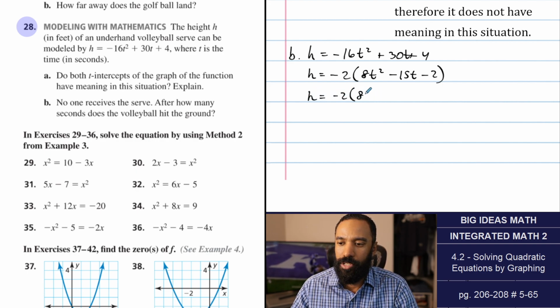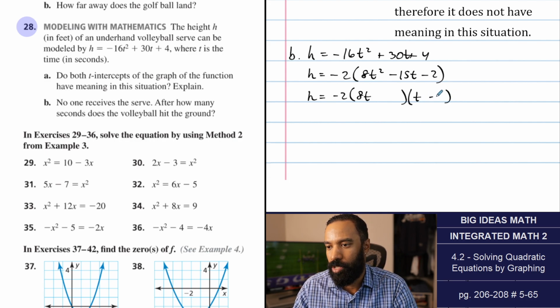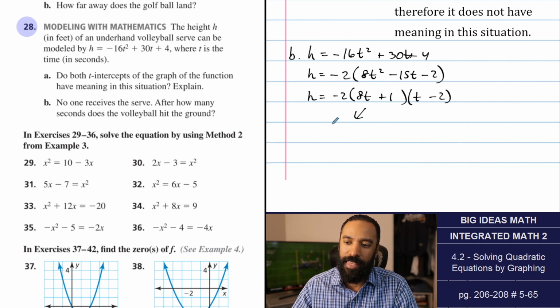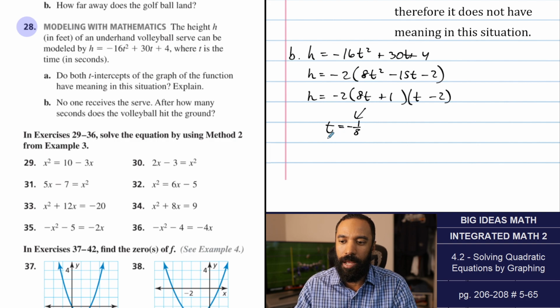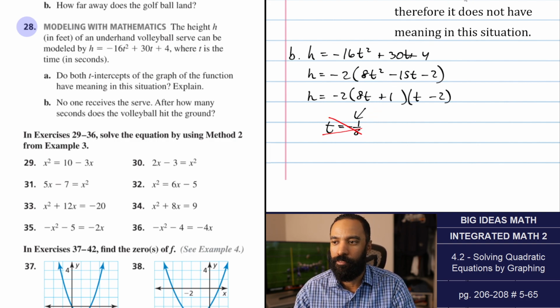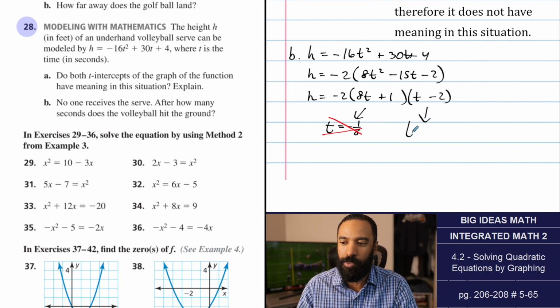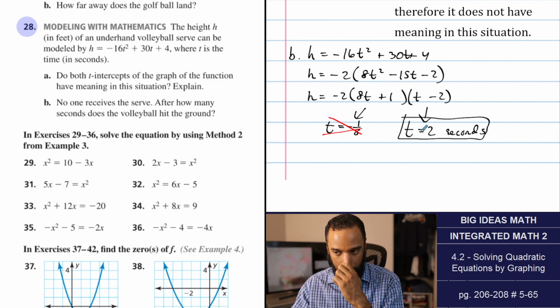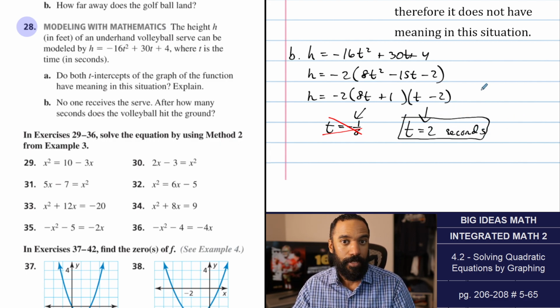So this factors into 8t times (t minus 2) and (t plus 1) like that. So this guy, this is where t equals negative 1/8. This is the one that does not apply. An eighth of a second before the volleyball is struck does not apply. But t equals 2 does. Time is 2 seconds. 2 seconds after the underhand volleyball serve is served, it's going to hit the ground.